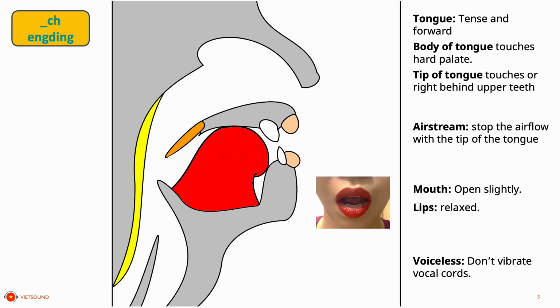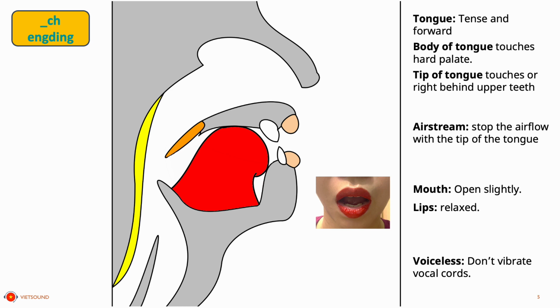Now let's talk about the ch endings. To pronounce the ch ending, tense your tongue and put it a little bit forward. The body of the tongue touches the hard palate. The tip of your tongue touches or is placed right behind the upper teeth. Now let's talk about the airstream. Stop the airflow with the tip of your tongue and don't release the airstream. Open your mouth slightly. Keep the lips relaxed. And the ch ending is a voiceless sound, so you don't have to vibrate your vocal cords.